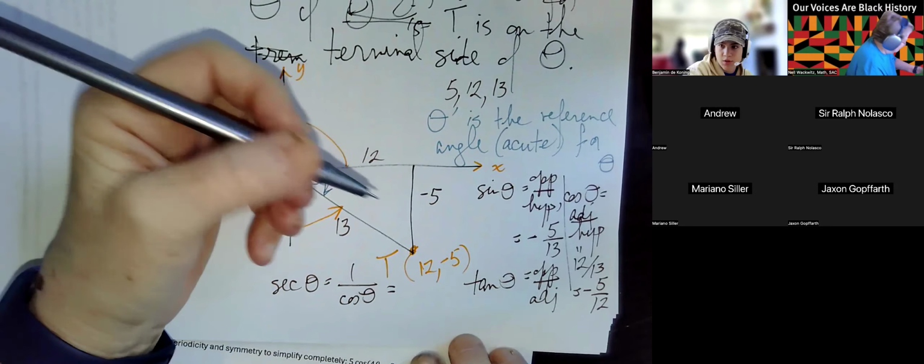Cosecant will be -13 over 5, and that's the reciprocal of sine. And then cotangent is the reciprocal of tangent, and that'll be -12 over 5.